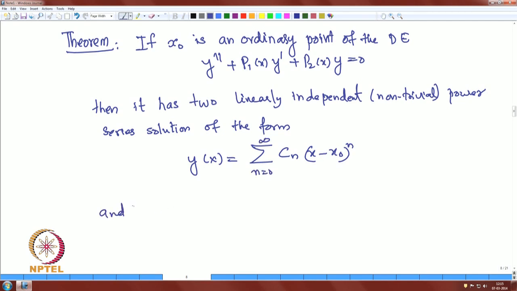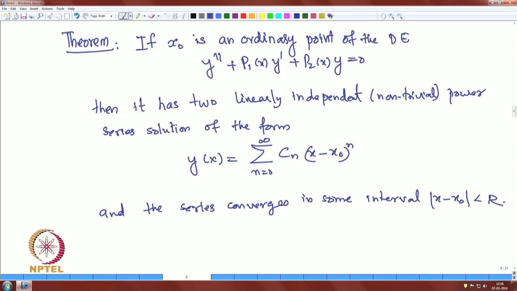and the series converges in some interval, the interval of convergence, x minus x 0 less than some r.